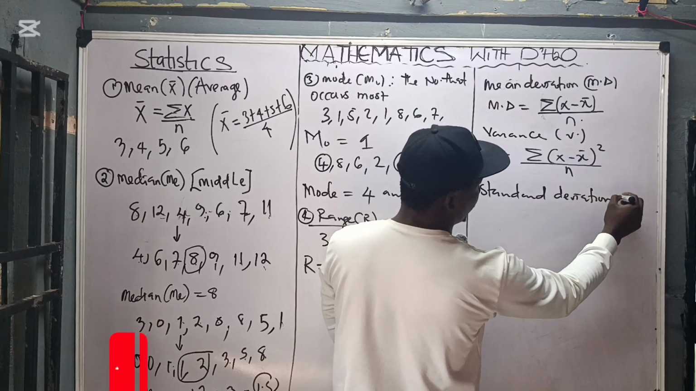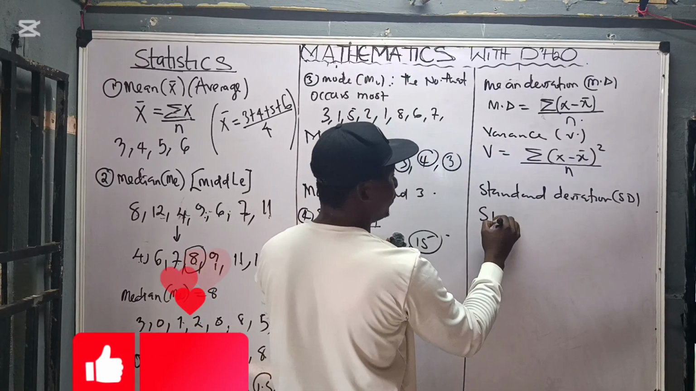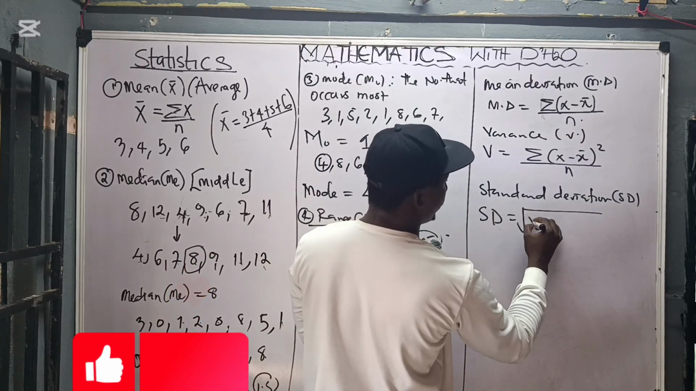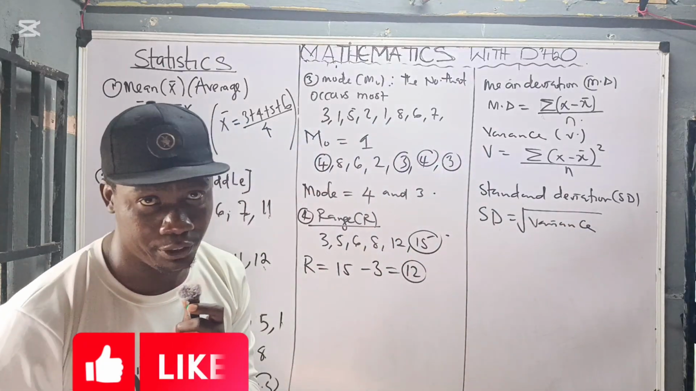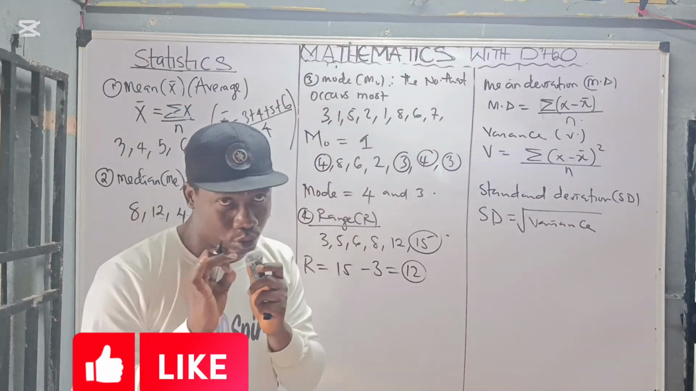Standard deviation, which is SD. Our standard deviation simply means the square root of your variance. So without your variance, there's no standard deviation. So I will give you a question now.